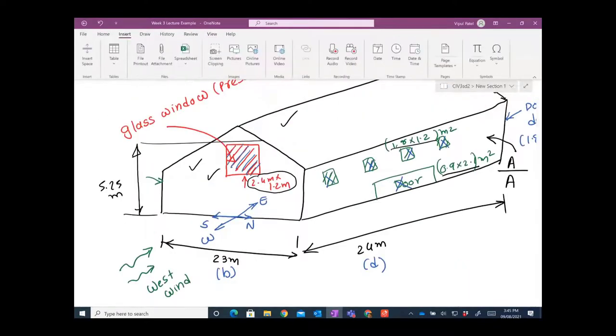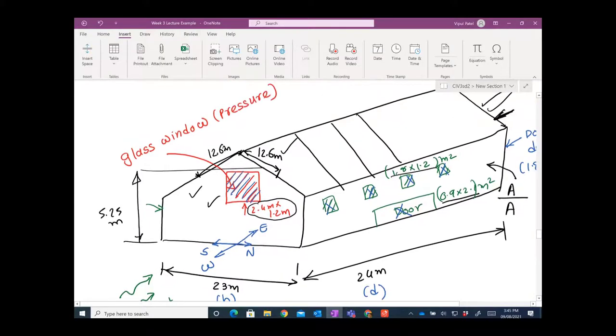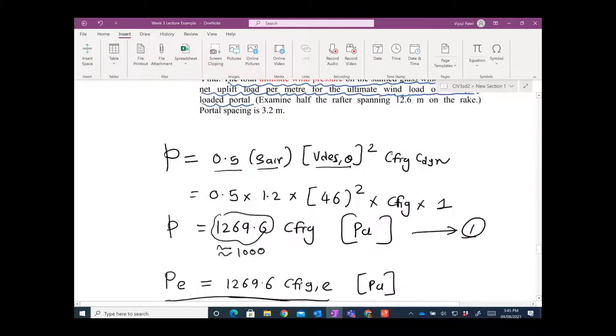So from here, they say 12.6 only. These are rafters, like rafters on the roof. And you say 12.6 is what you need to take into account. And this is the rack, so 12.6 on that one. And this is the roof. So we will have 24 meters times this 12.6 and to this both side.